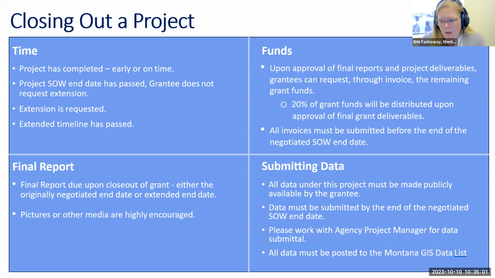So again, all data under the project has to be publicly accessible. It has to be made publicly accessible by the grantee, whether that's a written request via email or you put it on a website. We don't require any specific format in how you distribute the data itself. It has to be accessible by the public. So posting to the GIS data list or your own websites is certainly a good way to get the data distributed.